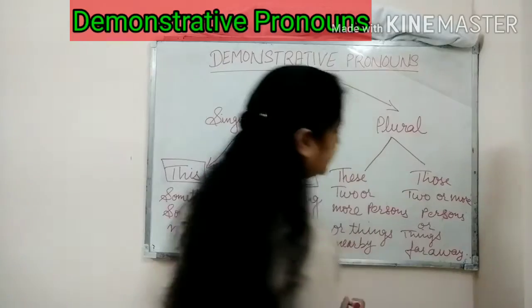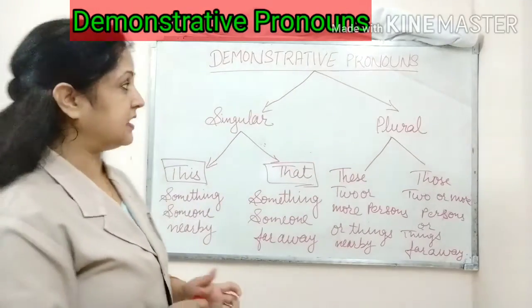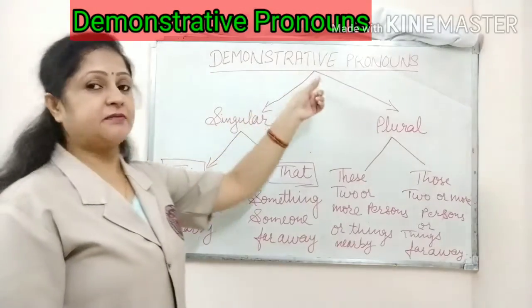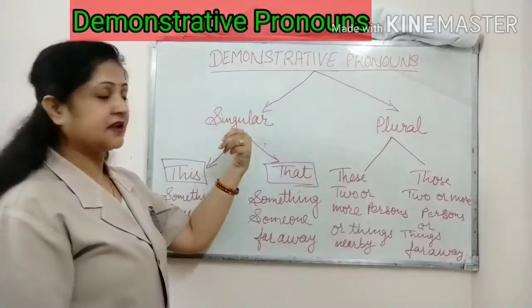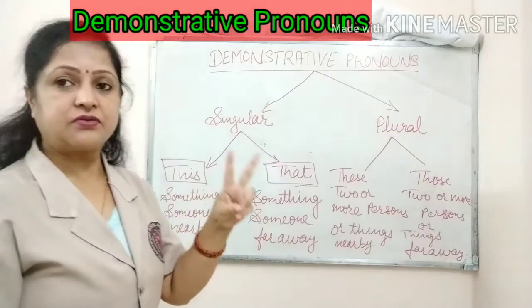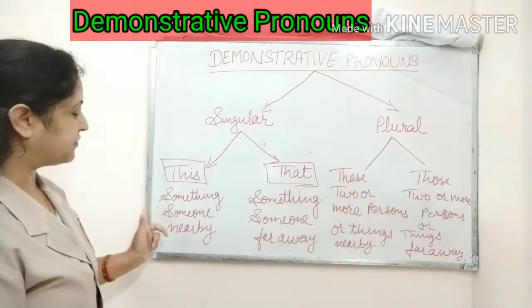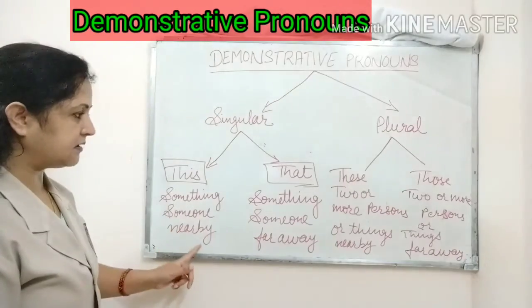So I think it is clear to everybody. We have four types of demonstrative pronouns here, and demonstrative pronouns are divided into two: one is the singular and the other is the plural. And in singular again we have two types of demonstrative pronouns. One is this, and this is used for something or someone nearby.